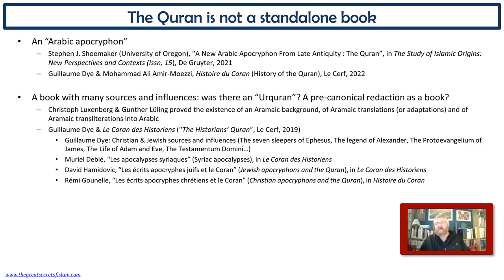There is also the legend of Alexander, which has been sort of adapted into the Quran as the story of Dhul-Qarnayn, the one with two horns. We have a very famous Christian or biblical apocryphon, which is the Proto-Evangelium of James, which tells us about the infancy of Mary and some other Christian traditions that we find adapted in the Quran.